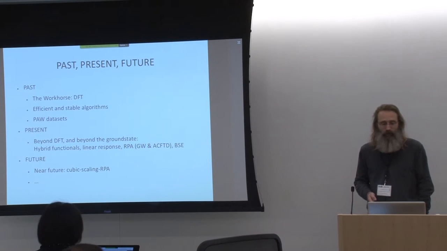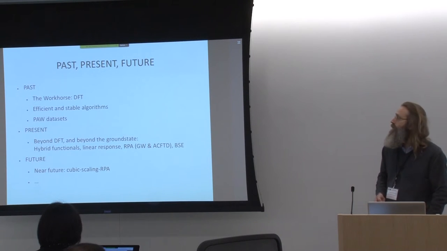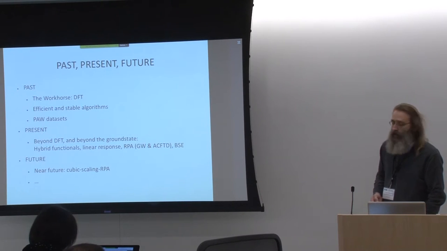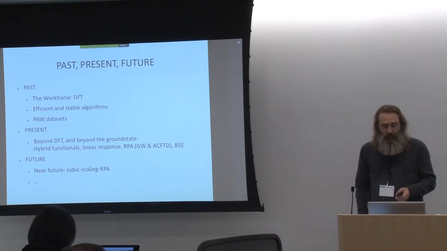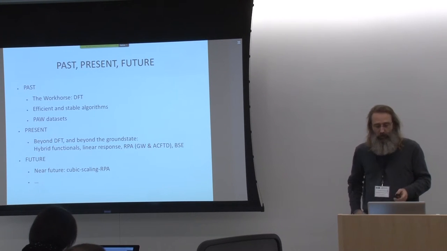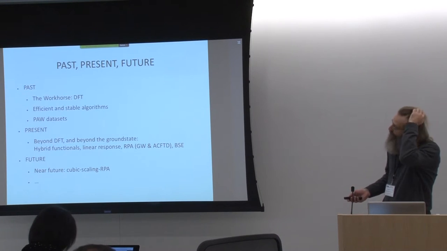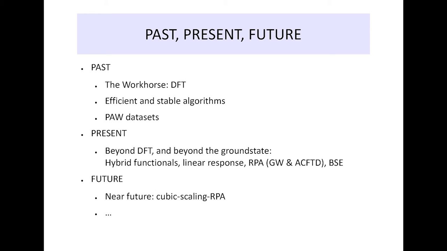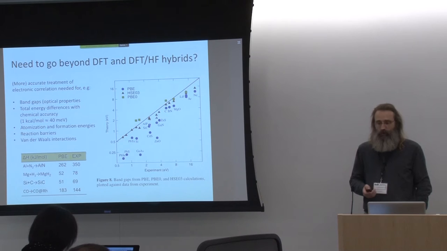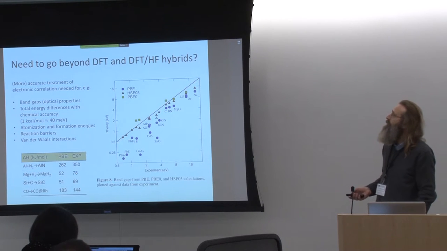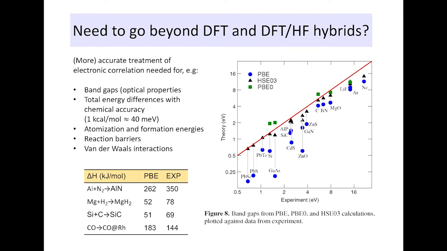There are many codes now that can do total energies and electronic structure in the random phase approximation, efficient algorithms are emerging, and computers are getting stronger all the time. So I think that what is true for hybrid functionals now will be true for the random phase approximation tomorrow, which is a good thing, because there is a need to go beyond density functional theory and hybrid functional theory. We already saw many of these things yesterday, or at least on the slides of yesterday.